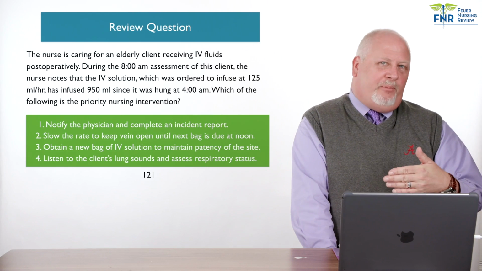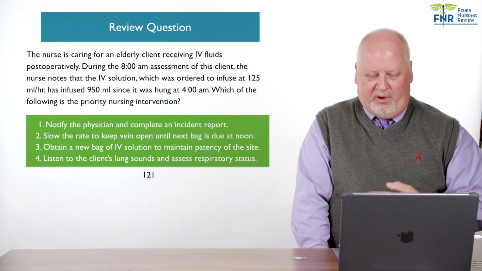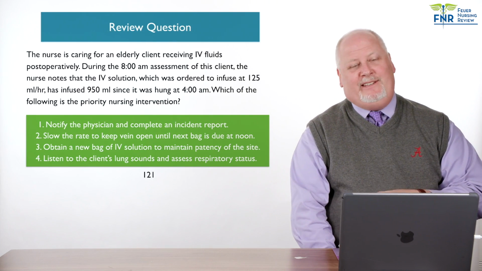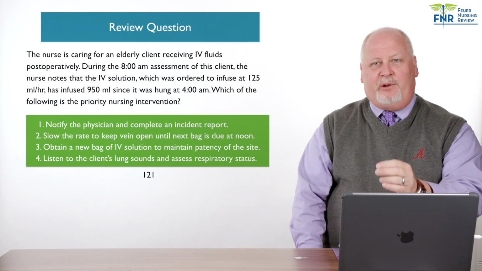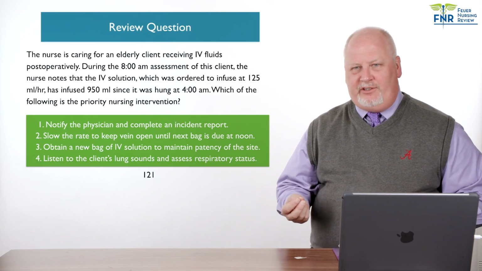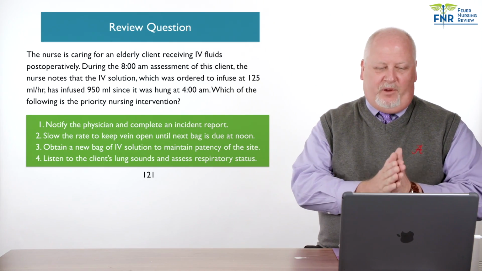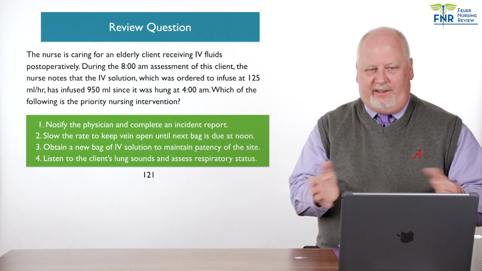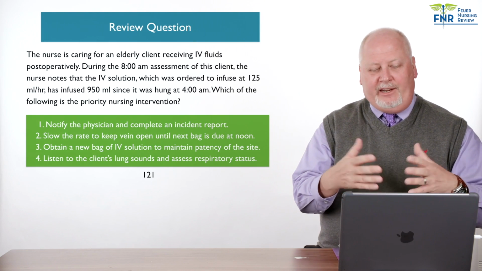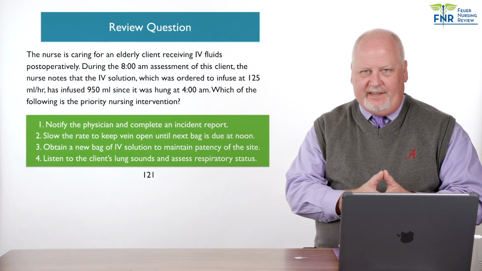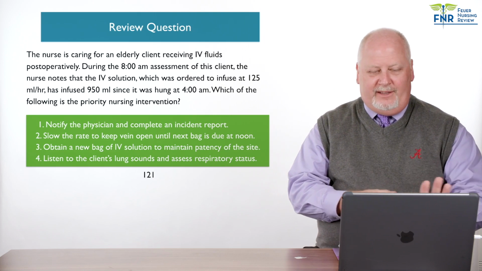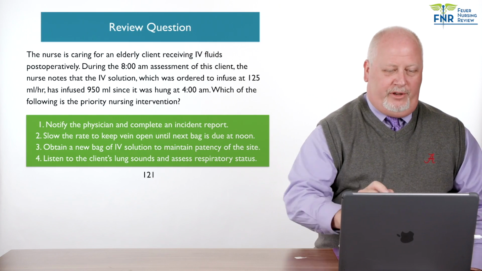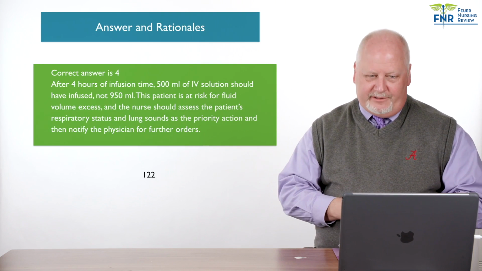Now, one way I like to look at priority questions is to use the nursing process. So if you remember, the first step of the nursing process is to assess. So we assess our patient before we do interventions for the patient. So if I look at this question, 1 is notify the physician, that's an intervention. Number 2 is slow the rate, intervention. 3, obtain a new bag of IV solution, that's an intervention. But item 4, listen to the client's lung sounds, means we're assessing our patient. And wouldn't you know it, that's the correct answer.